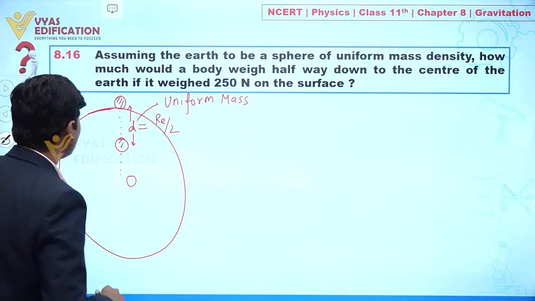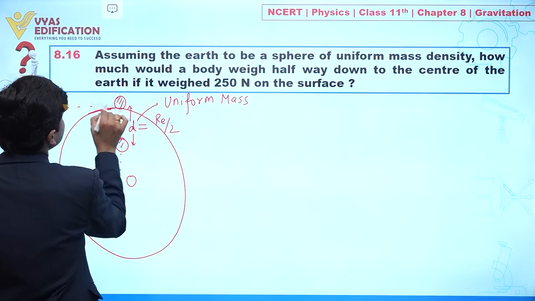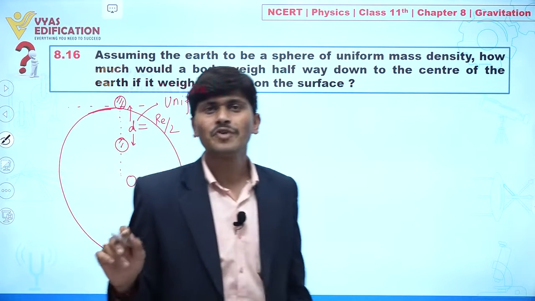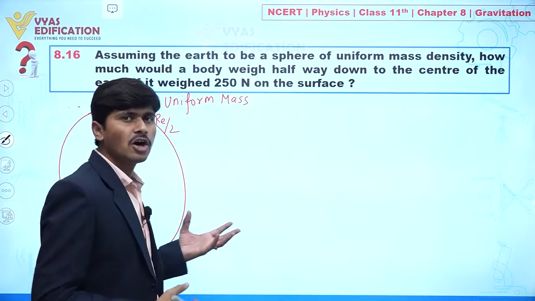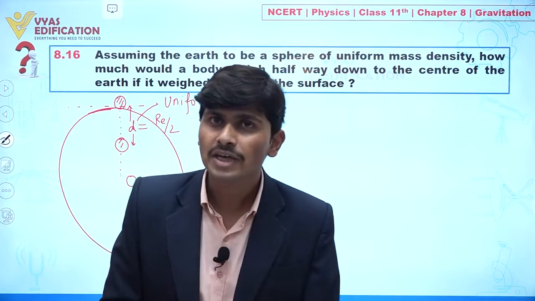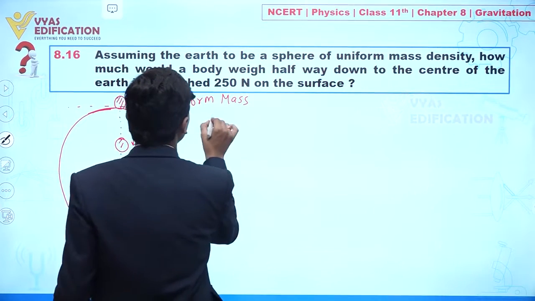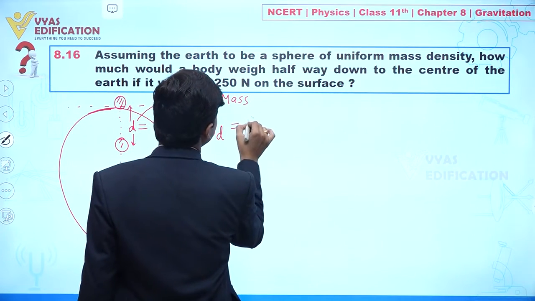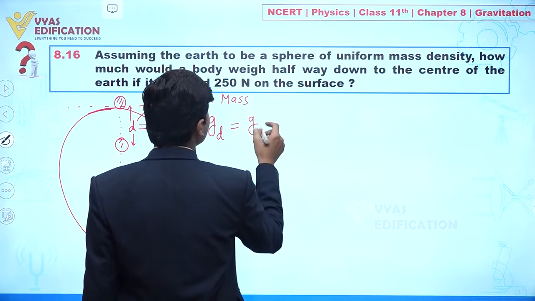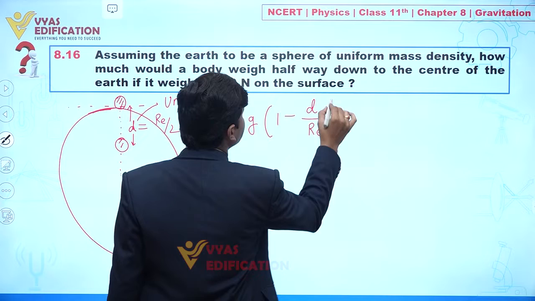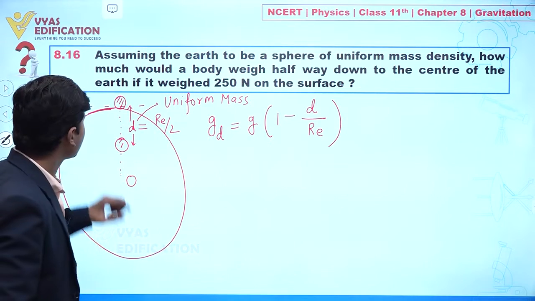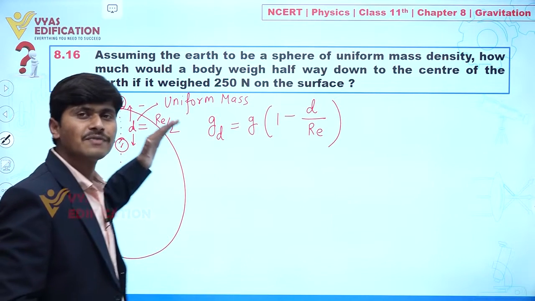Clear? Now, do you know, if we are taking here this depth from the surface of earth, what is the value of g? What is the variation of g? So variation of acceleration due to gravity with depth is given by one formula, gd. gd is given by g times (1 minus d upon Re). Clear? Where d is what? d is the distance from the surface of earth.